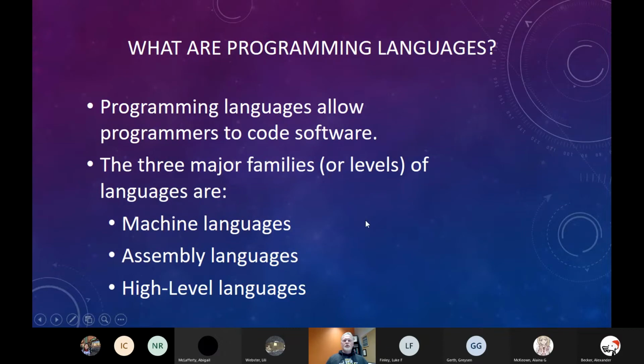All right, what are programming languages? Programming languages allow programmers to code software. There are three major levels of languages, because levels actually is what we're talking about here. There's machine languages, assembly languages, and high-level languages. Off of this slide, all you need to really know is we are going to be programming off of the high-level languages.